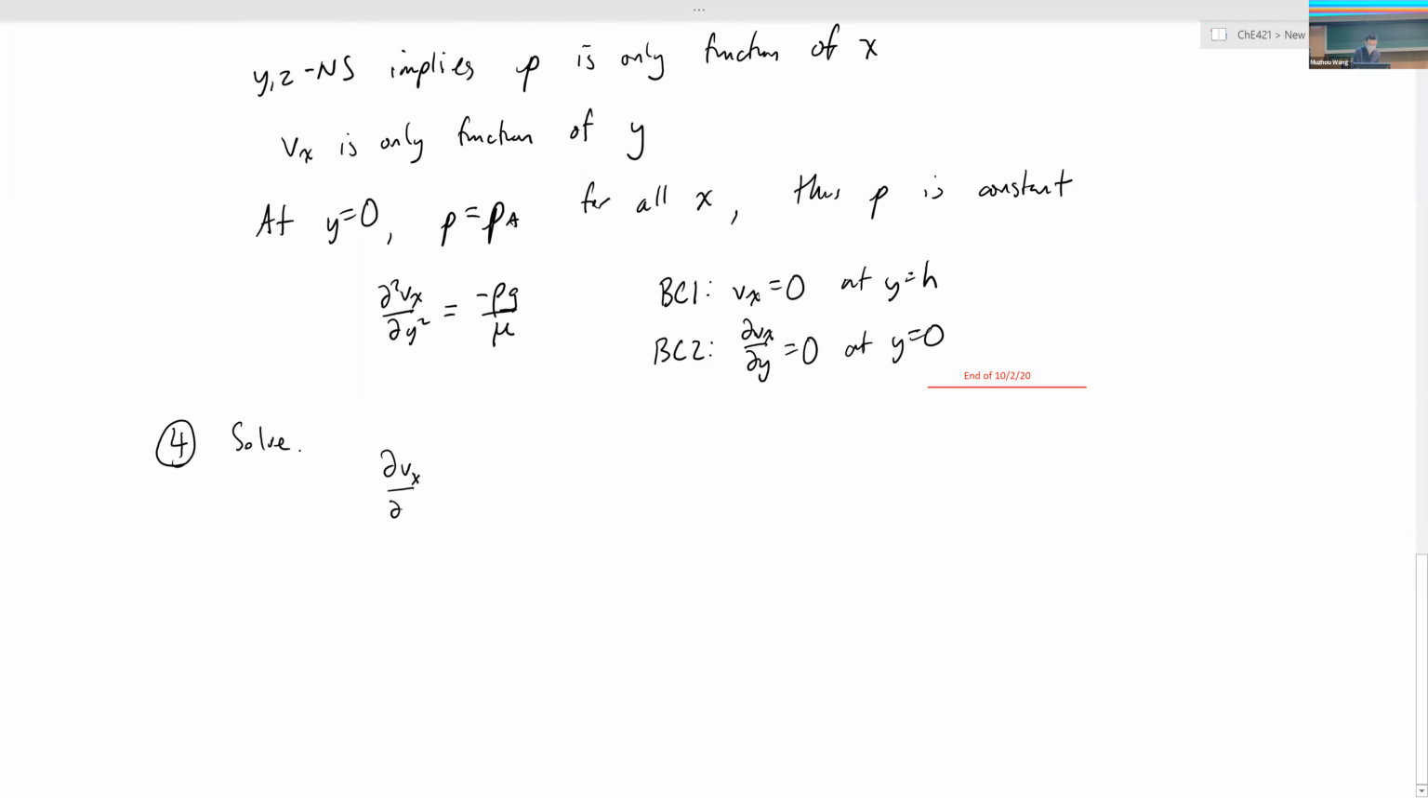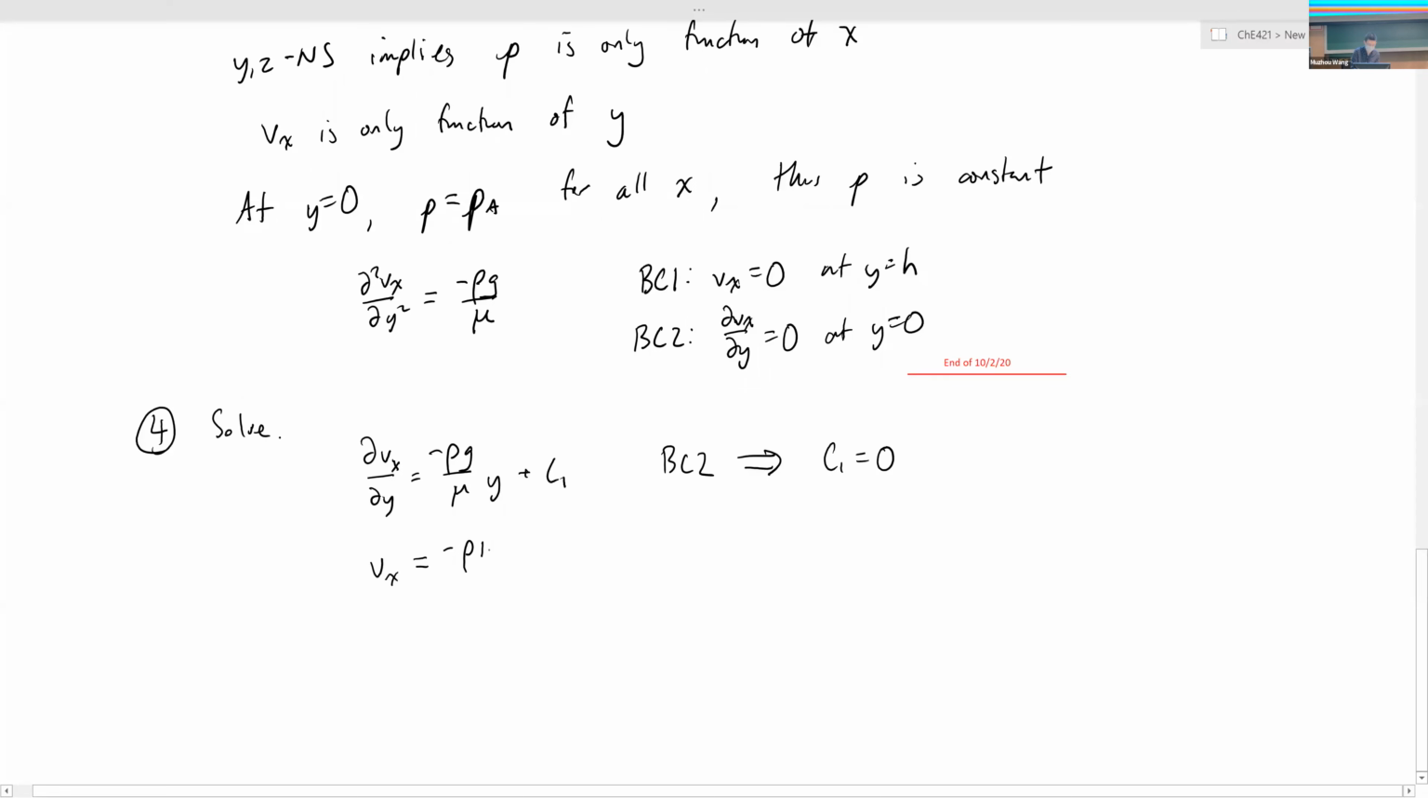So dvx/dy is equal to minus rho g over mu times y plus some integration constant. Once we integrate this once, we can already apply the second boundary condition, which says that this derivative is equal to 0 when y equals 0, and therefore c1 is equal to 0. And then we integrate one more time to get vx is equal to this.